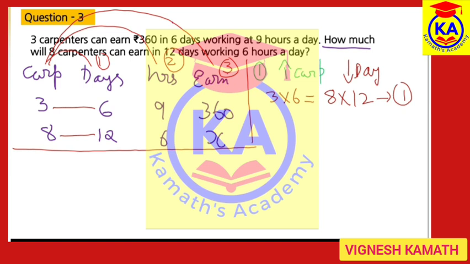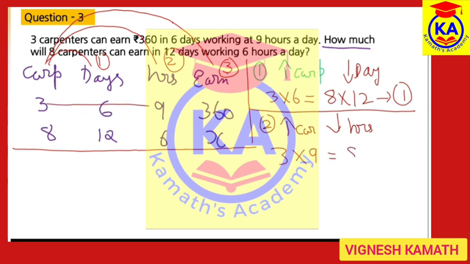Now we'll discuss the second case. The second case is carpenters and hours. More the carpenters, less the hours. Even in this second case, we can see that carpenters and hours are in inverse proportion. So when 2 ratios are in inverse proportion, we have to do direct multiplication. So that is 3 into 9 is equal to 8 into 6. This is the second equation.